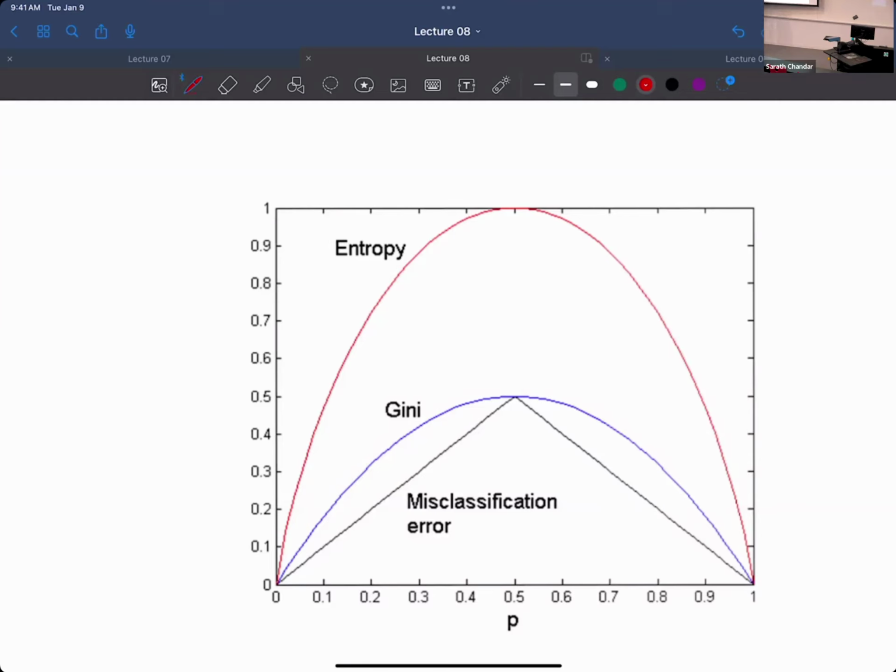As you can see, it really doesn't matter which metric you are using. They are all similar in trends, so you could use either of these metrics. Is it clear? Any question?